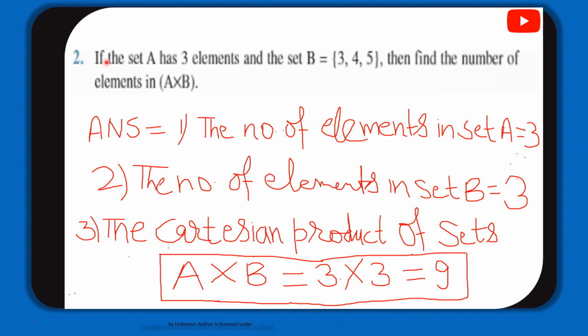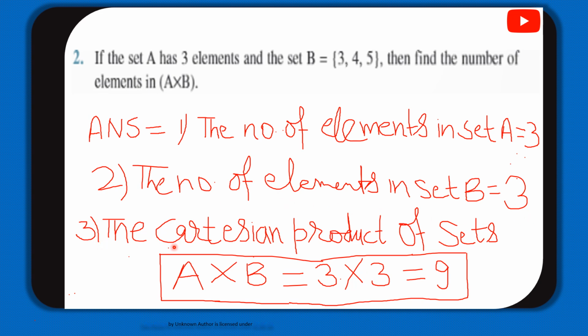Question number 2. If the set A has 3 elements and the set B is equal to {3, 4, 5}, then find the number of elements in A cross B. The number of elements in set A is equal to 3. The number of elements in set B is equal to 3.